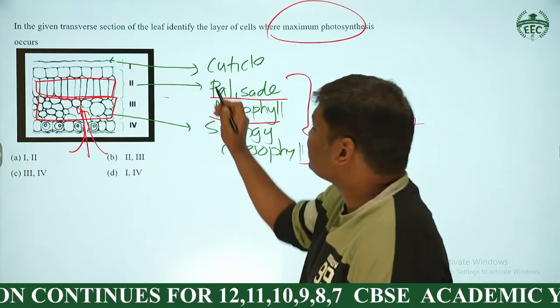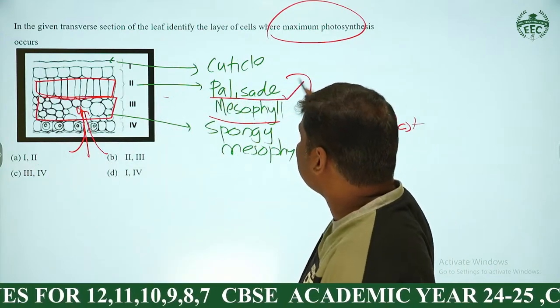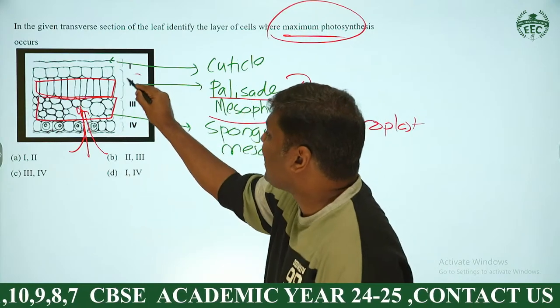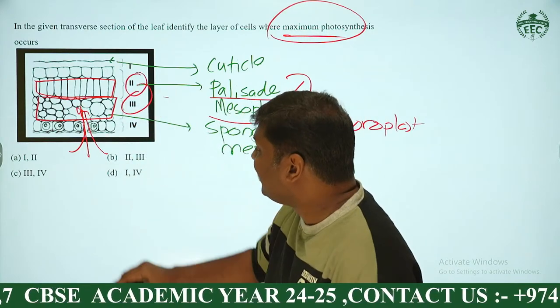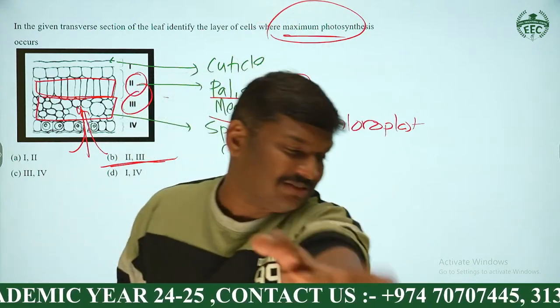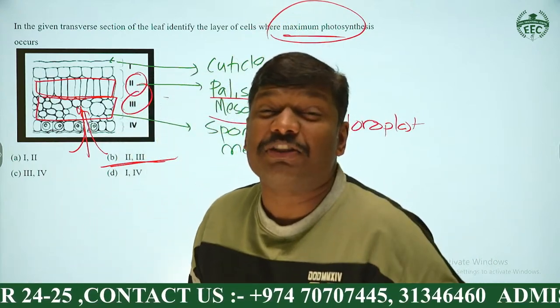If it is a single answer, you can write palisade, but here they asked for pairs. So the areas are 2 and 3. So the answer is B, 2 and 3. There is a chance of questions related to photosynthesis.